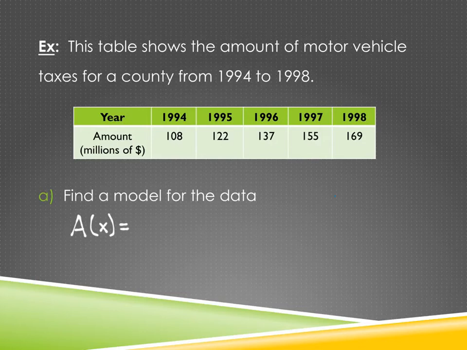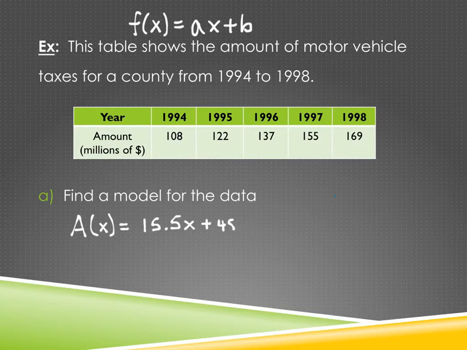You can call it whatever you'd like. S and L are not good choices because S's look like 5s and L's look like 1s. T's are really bad as well, but other letters are fine. So A of X equals. We want to model this as AX plus B. What was the A value that your calculator just gave you? 15.5. X plus, what was the B value? 45.2.